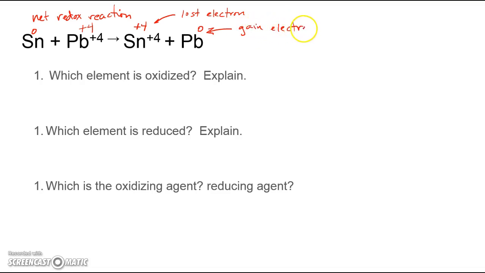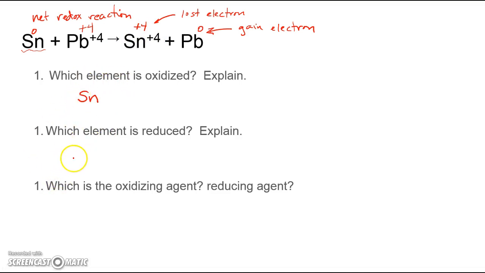So I'll go back to my oil rig. Remember, if you lost electrons, it's the oil. Oxidation is losing. The element that lost, was oxidized, was Sn. Okay? So Sn was oxidized. This one was the one that was oxidized, and I know this because it lost the electrons to get the +4 charge.